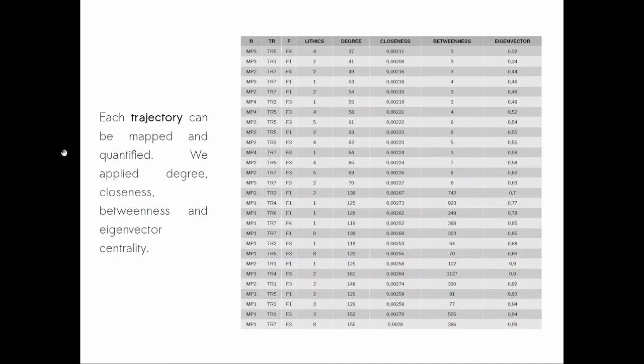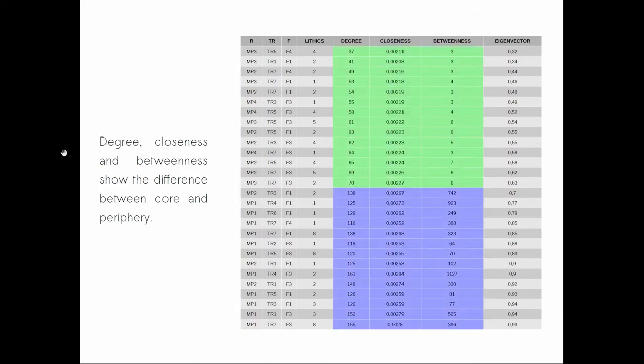And we applied also centrality measures to each of these trajectories, so the combination of variables in the three dimensions. We applied degree, closeness, betweenness, and eigenvector centrality, and we can make a few observations. First is that if you look at betweenness, we really have the core and the periphery, where the core has really high betweenness, and the periphery very low betweenness.